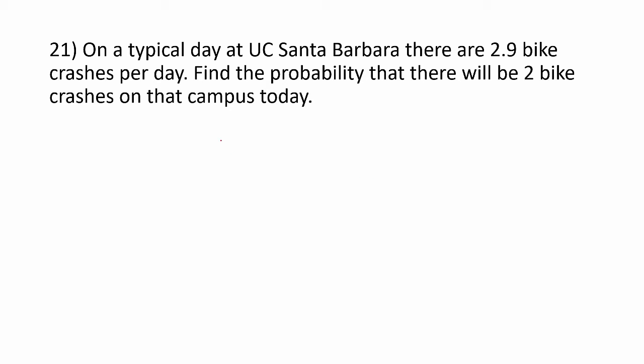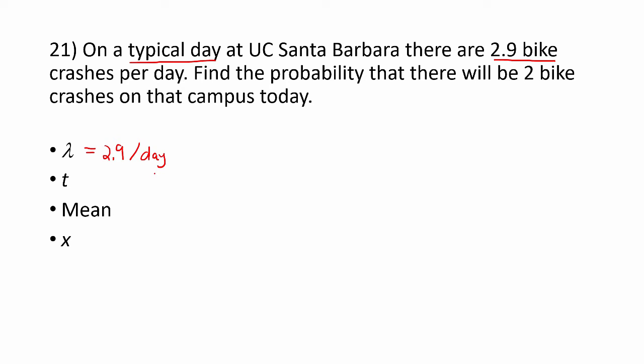This is a Poisson problem because we're given the typical, usual, average, mean result. On a typical day, there are 2.9 bike crashes. That is our value of lambda. So in this problem, lambda is 2.9 crashes per day.